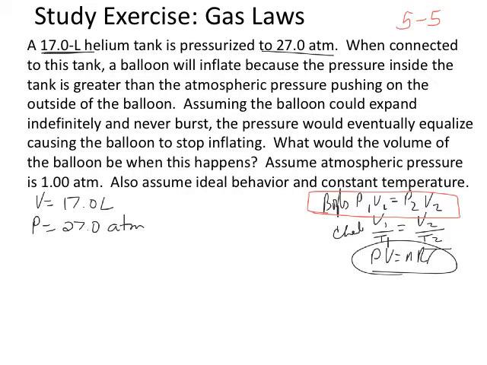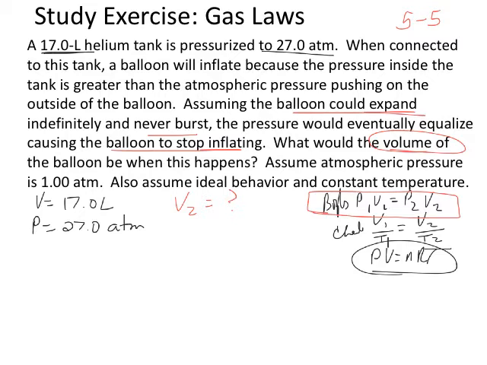When connected to this tank, a balloon will inflate because the pressure inside the tank is greater than the atmospheric pressure pushing on the outside of the balloon. Assuming the balloon could expand indefinitely and never burst. So what is V2? Because the volume of the balloon will be expanding. Okay, those are volume terms. And never burst, the pressure would eventually equalize because the balloon stops inflating. What would the volume of the balloon be when this happens? Okay, so they're asking you for V2.